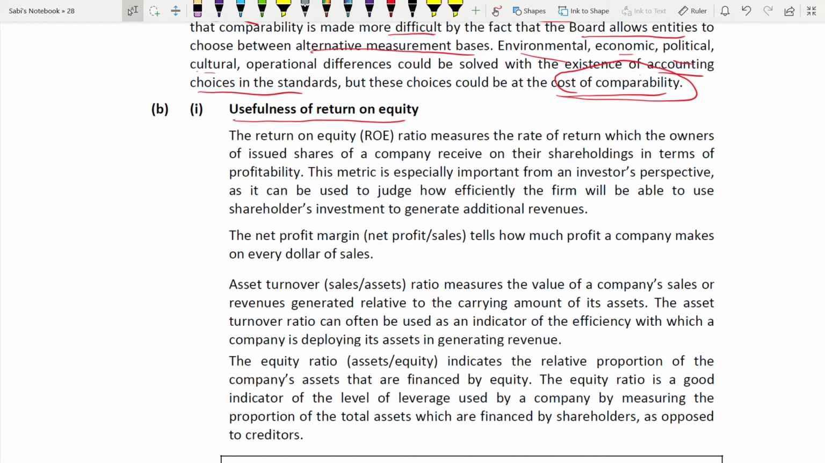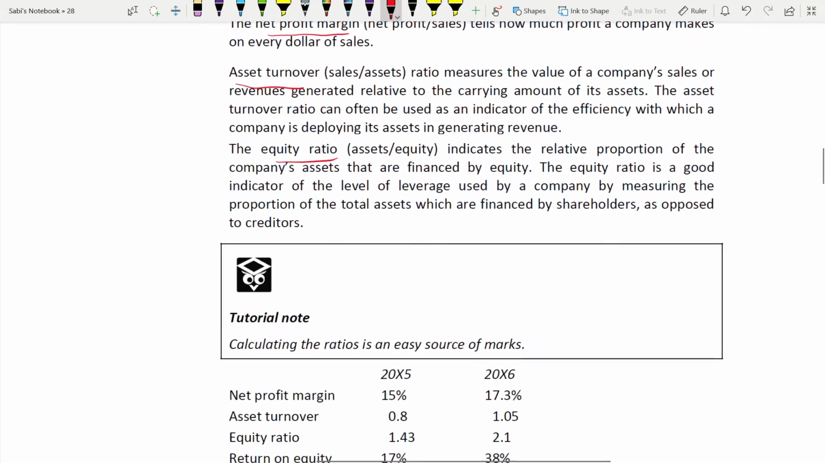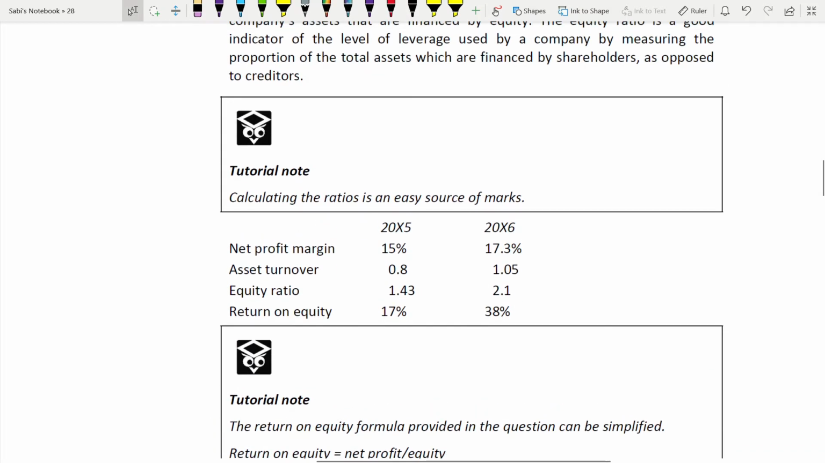Okay, that means we have to talk about ratios, and you can write these separate ratios in separate paragraphs. First one, you're talking about return on equity. Second paragraph talks about net profit margin. Third paragraph talks about asset turnover. Fourth paragraph talks about equity ratio. Okay. And finally, you are calculating here. You are calculating for 2005 and 2006 all the four ratios.